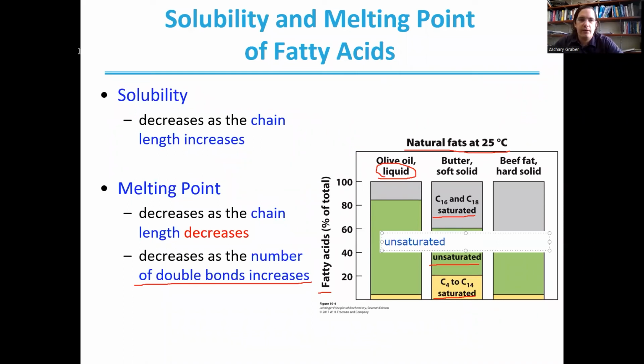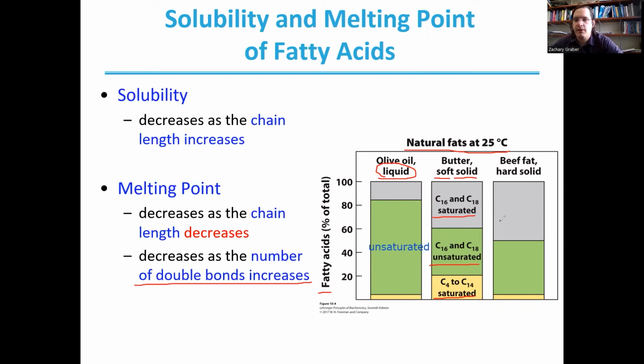So with our olive oil here, you'll note somewhere around 80% or so of our fat is unsaturated. As we move to butter, you see the percentage of saturated fatty acids increases significantly, and our butter then tends to be a solid at room temperature, although it is a relatively soft solid, right? If you heat butter up just a little bit, you can melt it and turn it into a liquid state.